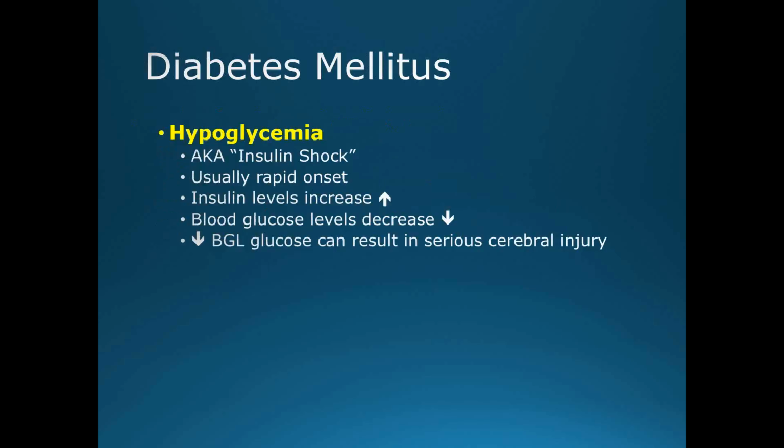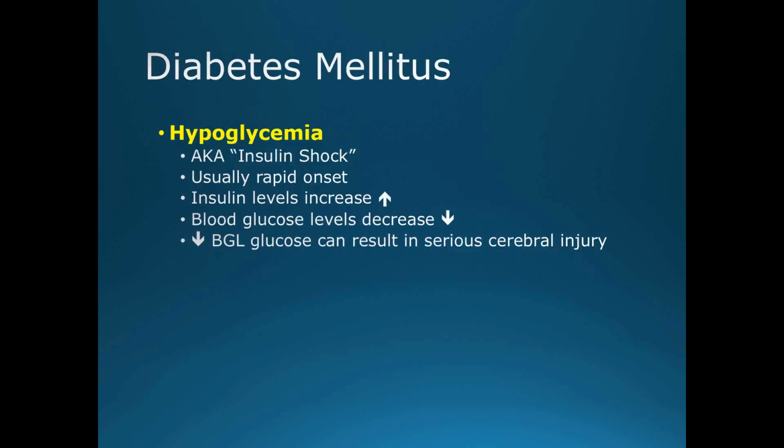So hypoglycemia, and you hear this called insulin shock sometimes, because they're low blood sugar. Usually this is a rapid onset, where our hyperglycemia, where our sugars are high, is generally a slow onset. And usually getting a history is going to give you a pretty good idea of which one you're dealing with. So insulin levels increase, blood glucose decreases, and with that low blood glucose, we can damage our cerebral cells or our brain cells pretty quickly.